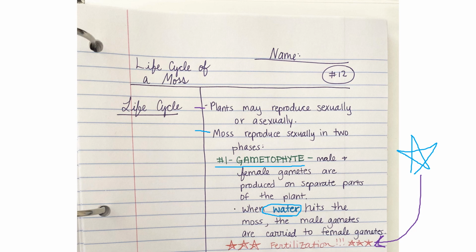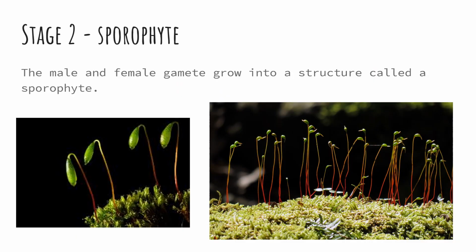Extremely important. So I wrote it in red, with stars and exclamation points all around it. If you're doing the handwritten notes, I do want you to write that in as well. That is where the fertilization takes place. Male and female gametes have met up. That is what will form into a new plant. Once fertilization takes place, we then go into the sporophyte stage. The male and female gametes grow into a structure called a sporophyte.